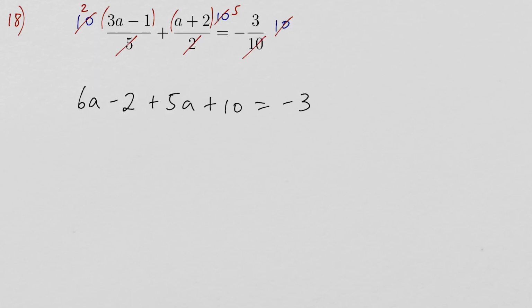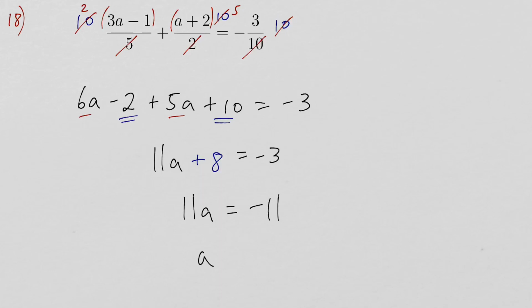So now I'll combine like terms. This and this add up to 11a. And this adds up to a positive 8. I'll subtract 8 from each side and get negative 11. Negative 3 minus 8 is negative 11. And I'll divide by 11 on each side, and I'll get negative 1.